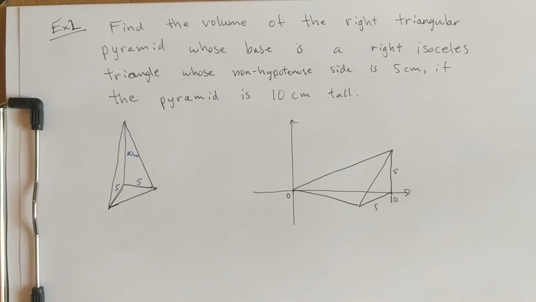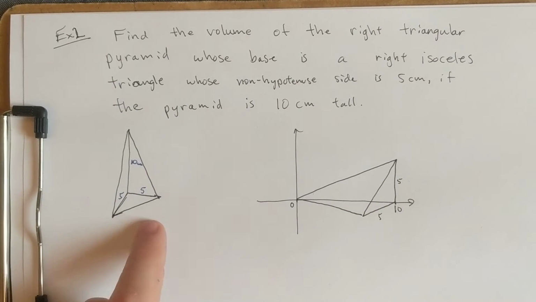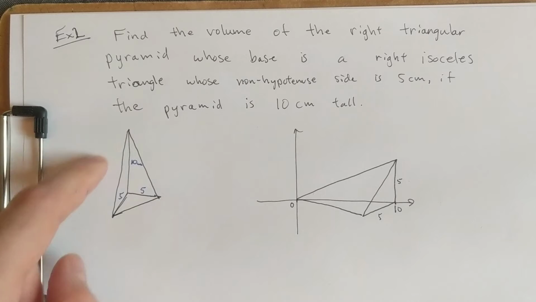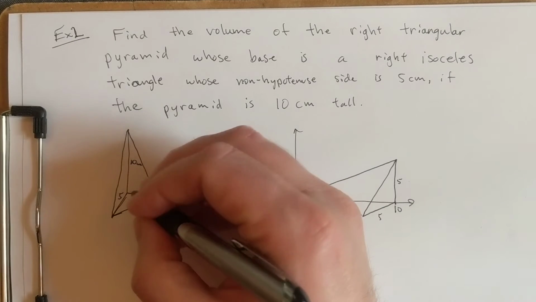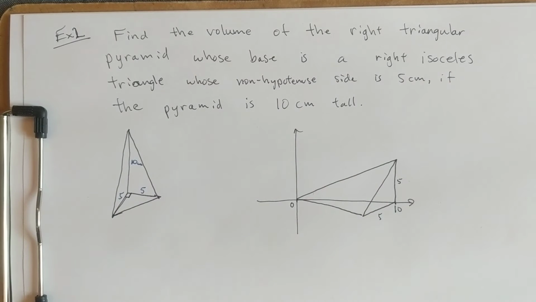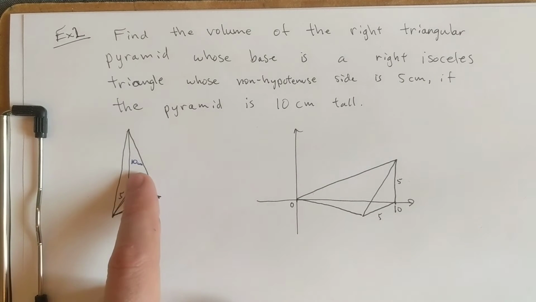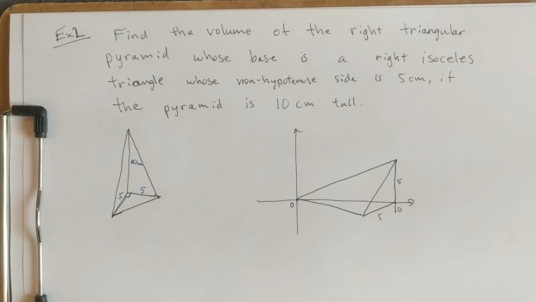All right, example 2. Let's find the volume of the right triangular pyramid whose base is a right isosceles triangle, whose non-hypotenuse side is 5 centimeters, if the pyramid is 10 centimeters tall. So I drew a picture of this just to get an idea. It's a pyramid. The base is a right triangle, which is an isosceles triangle. So the non-hypotenuse sides are 5 centimeters, and then the height of the whole thing is 10 centimeters.